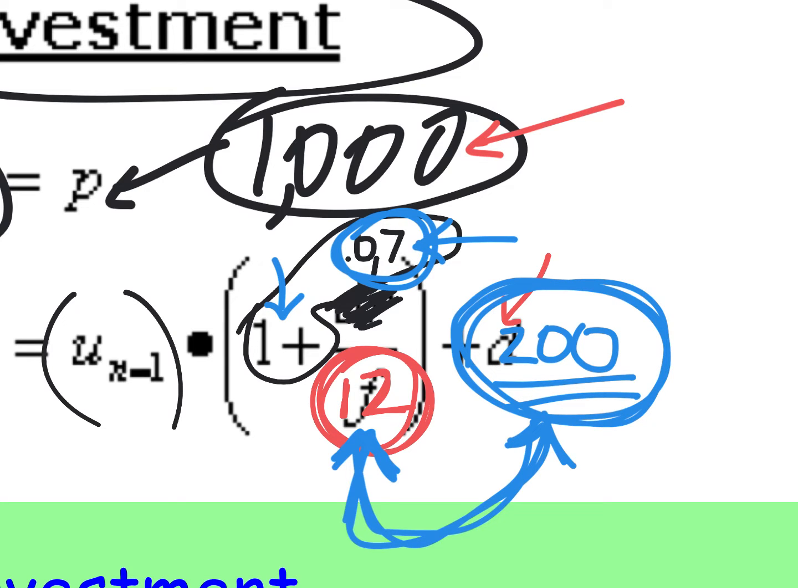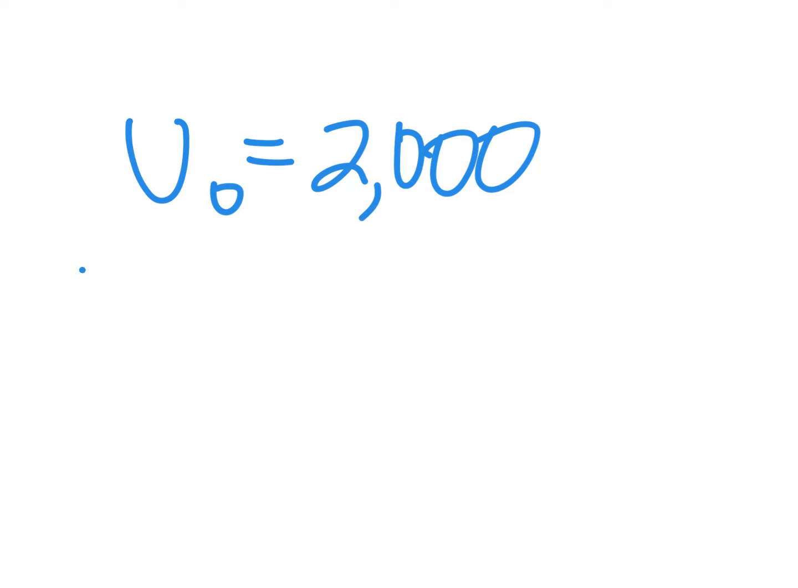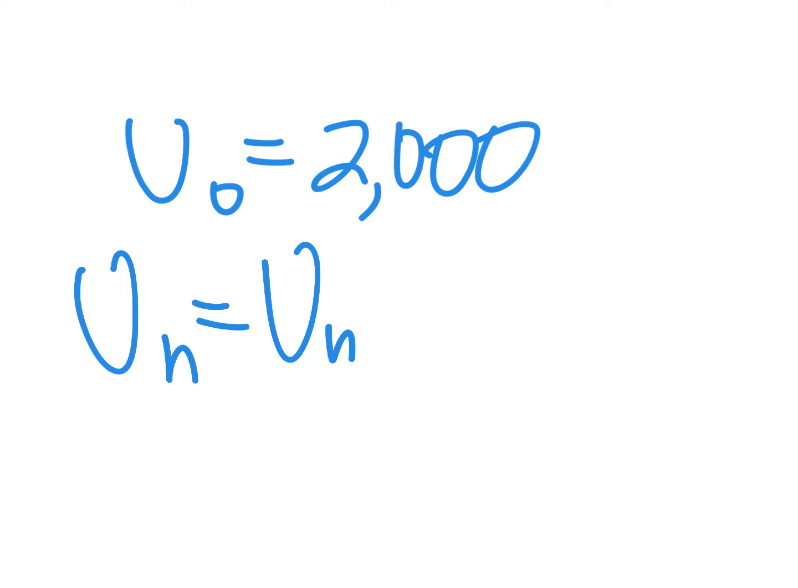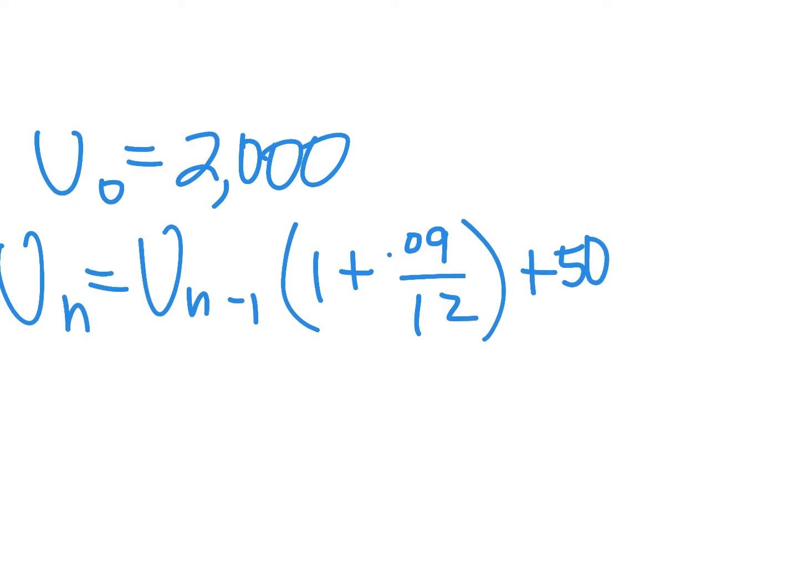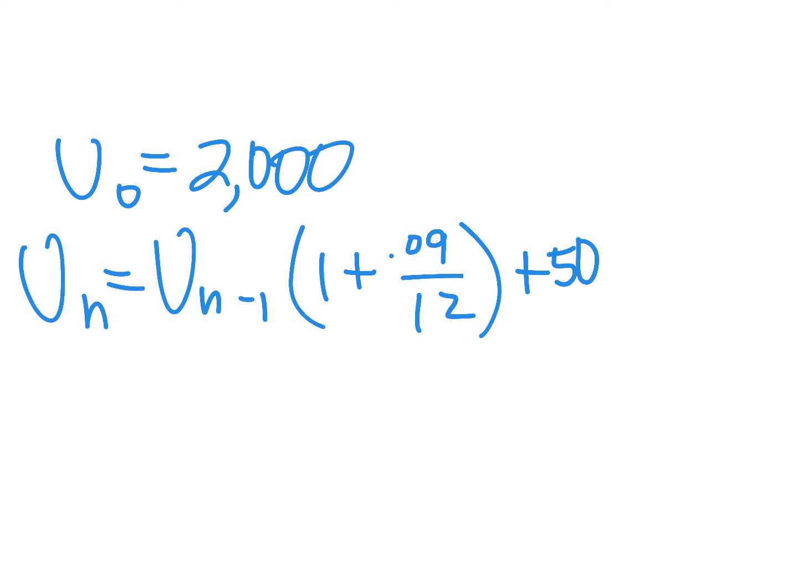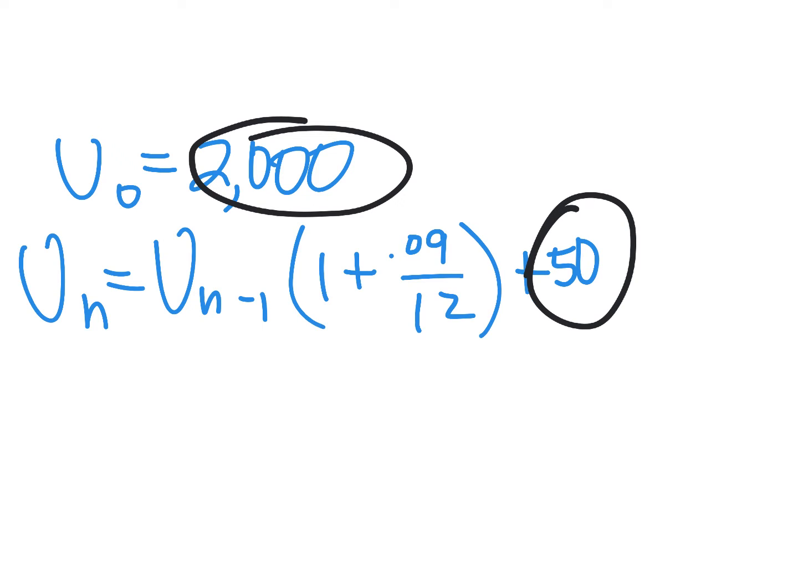All right. I'm going to make another one. U sub 0 equals 2,000. U sub n equals, you may just watch this one, and I'm going to ask you a question about it. How much money did this person start with? Kennedy? 2,000. Good, 2,000. How much did they add every month? Taylor? 50. Yep. How could I tell it was monthly? Sage?